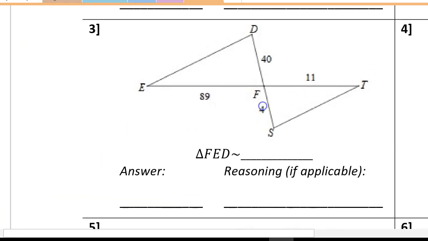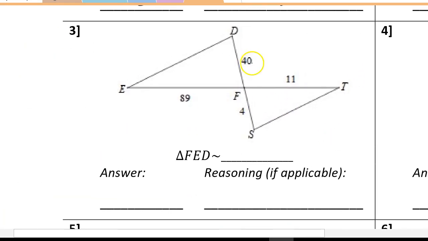Next question, problem number 3. I am given 2 side lengths, and once again we have a vertex that is shared, so I know that these are vertical angles. So now that I have a side between the other side, what I have to check is that the sides are proportional.